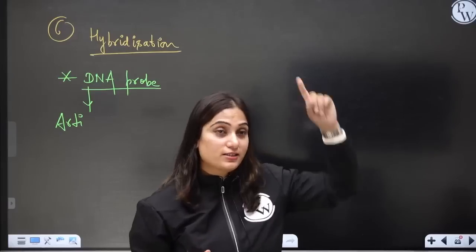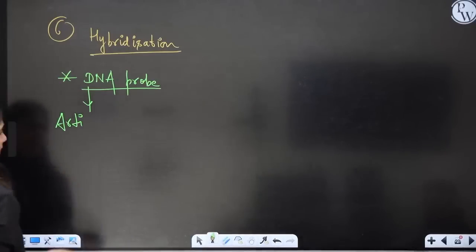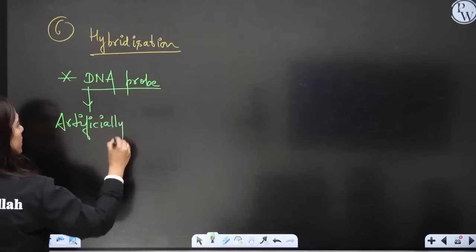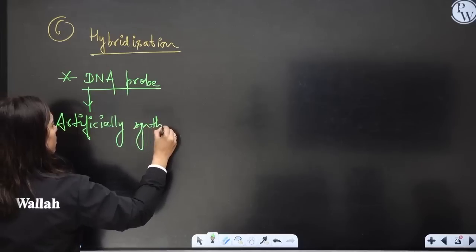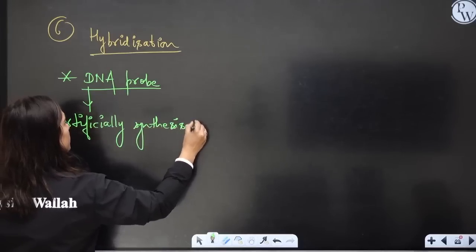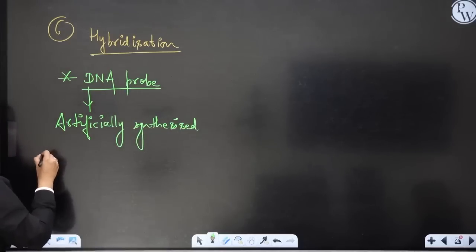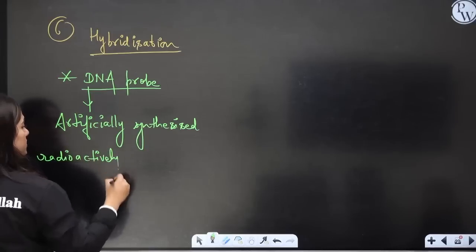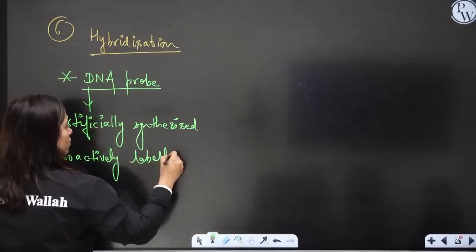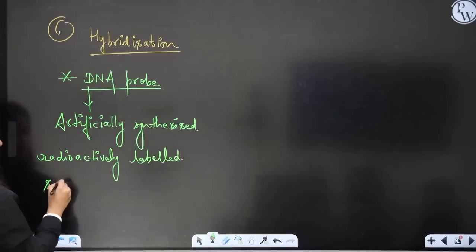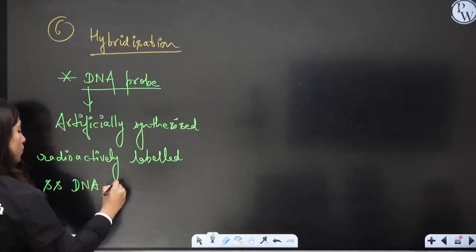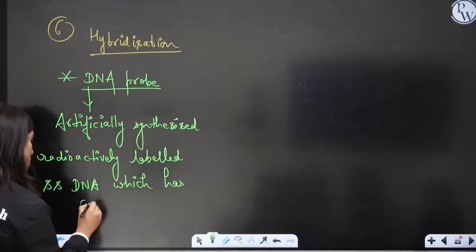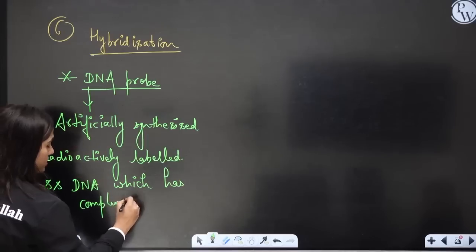So the DNA probe is an artificially synthesized, radioactively labeled, single-stranded DNA which has complementary sequence to VNTR sequence.